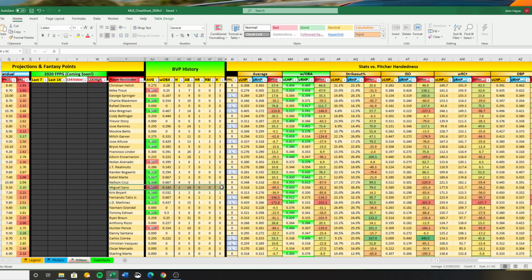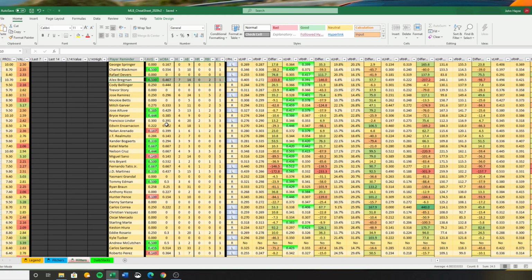So here's Sano, the pitcher he's facing. He's only batting .143, so he's 2 for 14 with 5 strikeouts. So he's probably not someone you want to put in a stack, or maybe avoid in a stack. And then let me see if we got anyone that's up here. So Bregman, here's a good one. He's hitting .500, 7 for 14, only 1 K. That's good. And we went over Blackman.